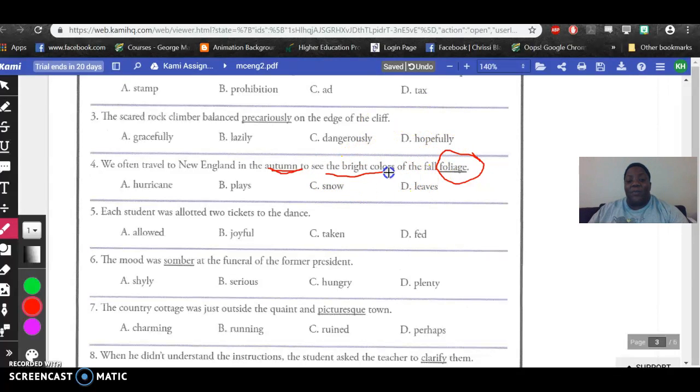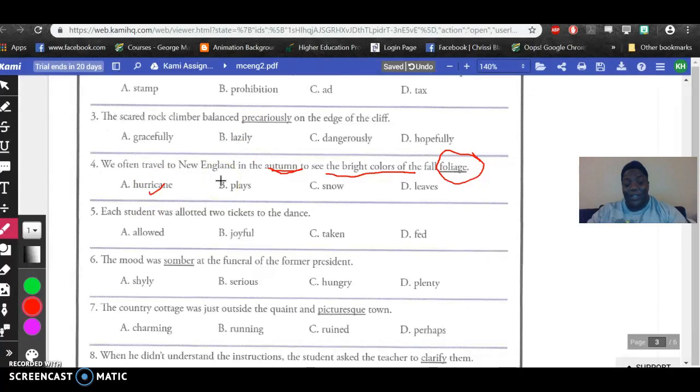And in autumn time we see browns, bright colors of browns, yellow, just a hint of green, and sometimes a little bit of red. It's my favorite season, pumpkin season. Hey, I like pumpkin spice everything. So what word would most likely fit for the word foliage if you're not sure? Is it going to be hurricane? We often travel to New England in the autumn to see the bright colors of the hurricane. Who wants to do that?